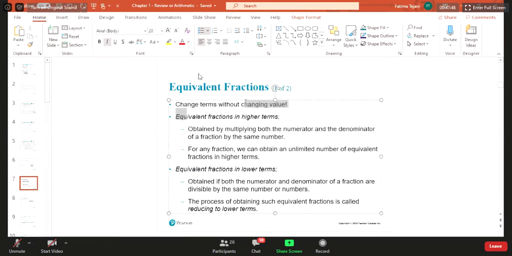So, changing the term without changing the value. You don't change the value, you keep changing the term. How do you change the term? By multiplying by a common number. Okay. So, equivalent fractions in higher terms.